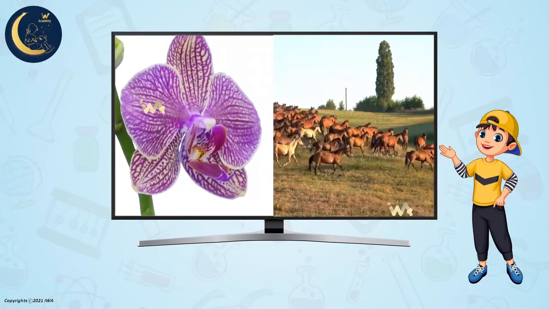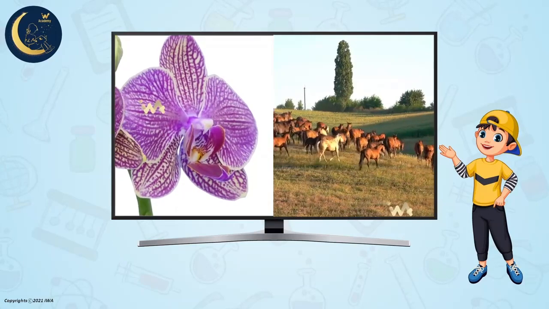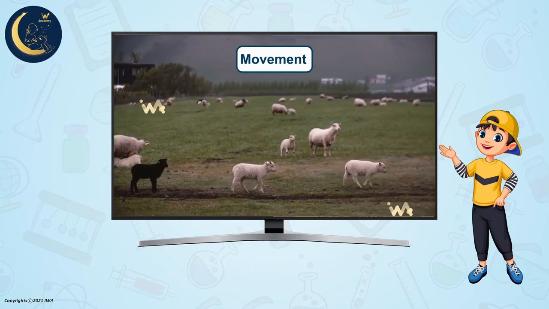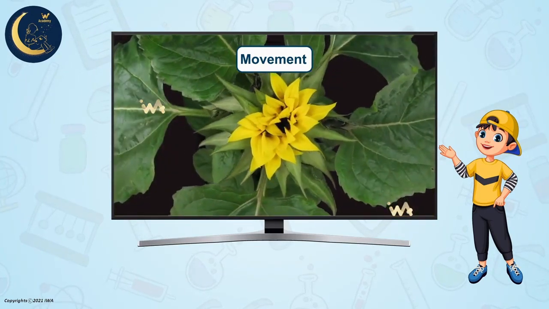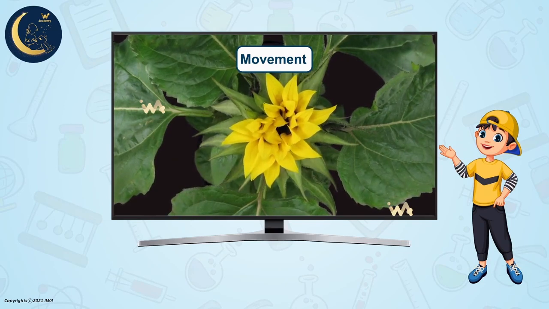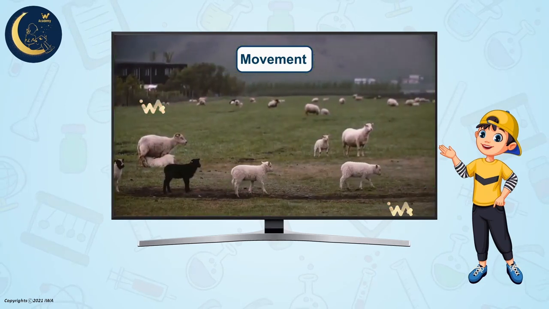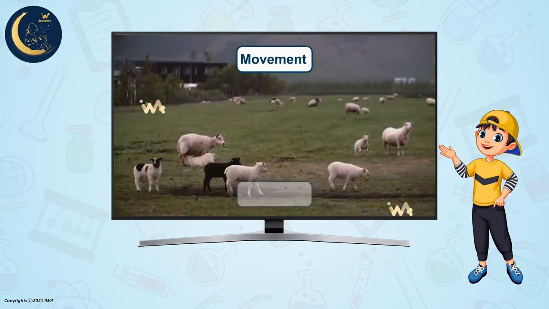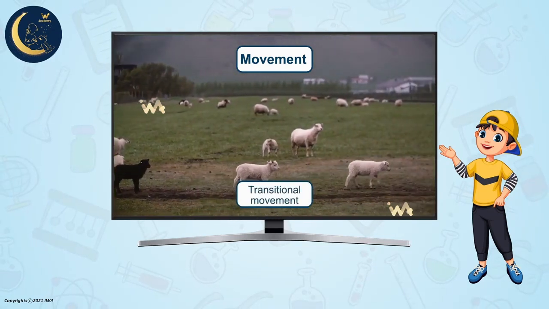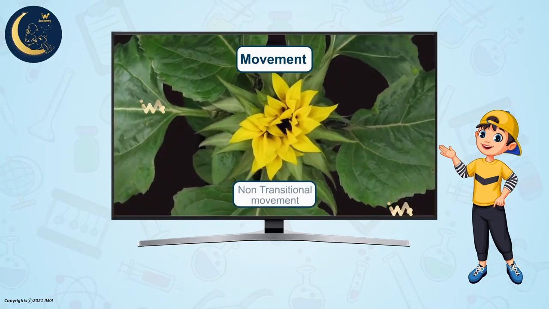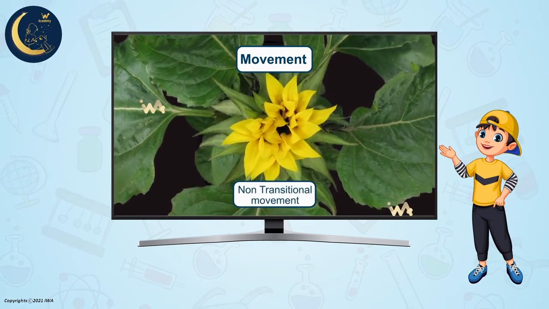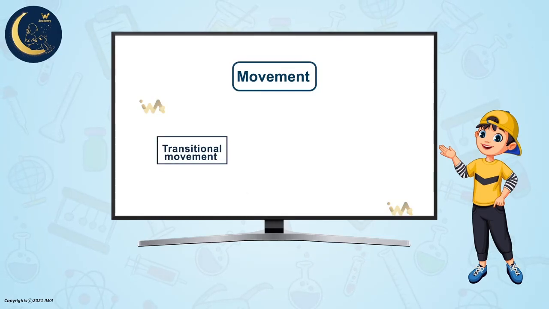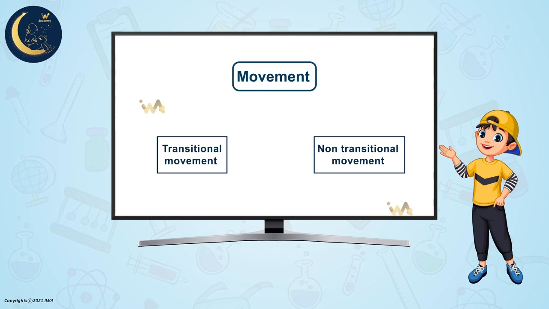Plants, my friends, are considered living organisms, and living organisms share common properties, such as movement. So we can see that animals can move, and likewise, plants can move. However, do you notice, my friends, that animals can move from one place to another, while plants move without changing their position? This is why we call animals' movement transitional movement, and plants' movement non-transitional movement. So, all living organisms can move, and there are two types of movement: transitional movement and non-transitional movement.